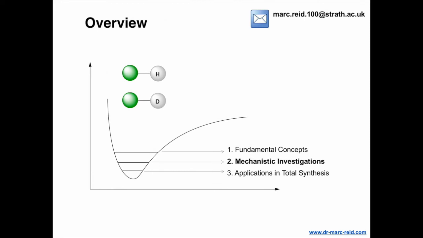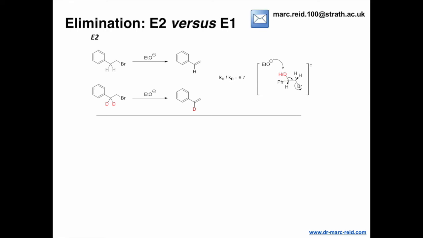Moving beyond the fundamental concepts needed to understand kinetic isotope effects, we will now look at some applications of these isotope effects in mechanistic investigations. Let's return to our earlier example showing representative kinetic isotope effects in elimination reactions. For the E2 reaction shown, the largest kinetic isotope effect, greater than 1, can be interpreted as a normal KIE involving breaking of the CH and CD bond at the rate limiting transition state.